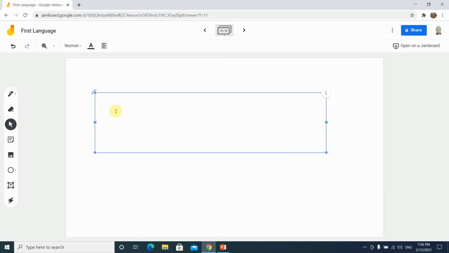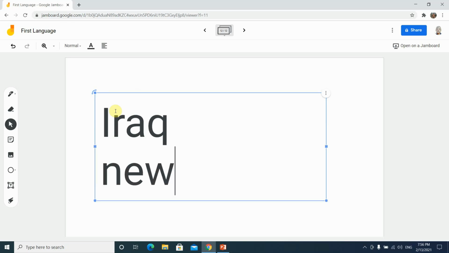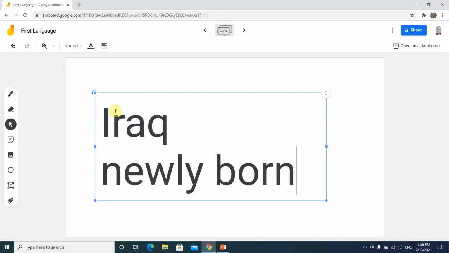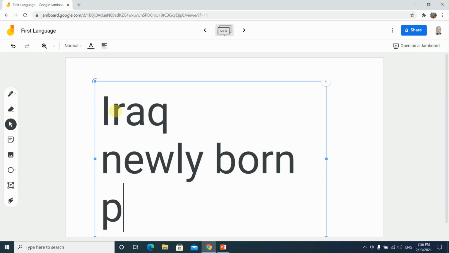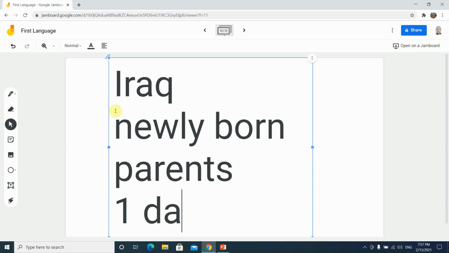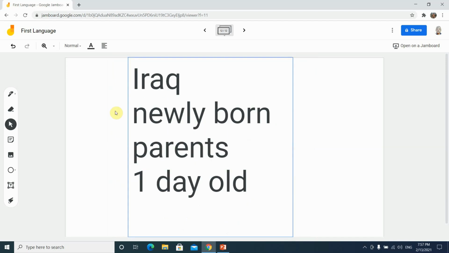Suppose some child who is born in Iraq, he is born or she is born in Iraq. A newly born child in Iraq, meaning he is Iraqi. We take him from his parents after he is 1 day old, and we move him to Paris. Newly born Iraqi child, we took him from his parents. He is 1 day old. And we move him to Paris. You know Paris.